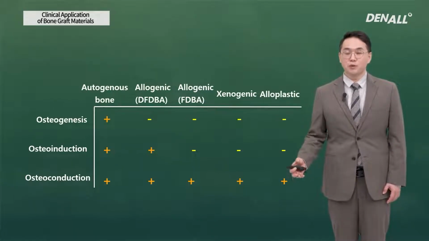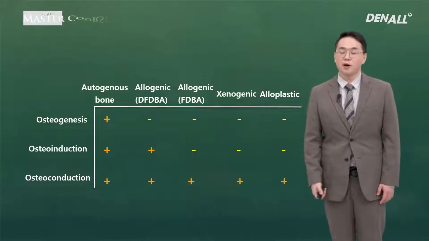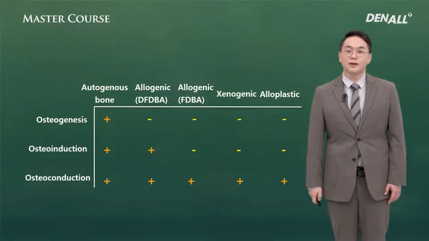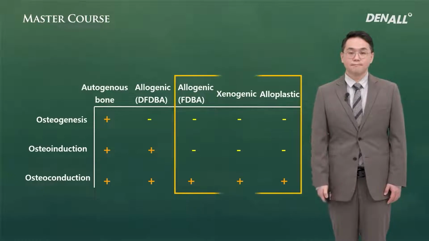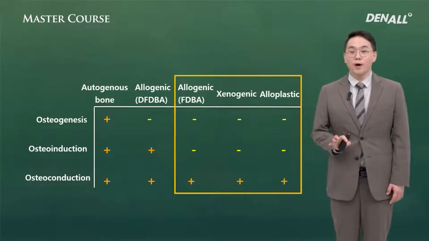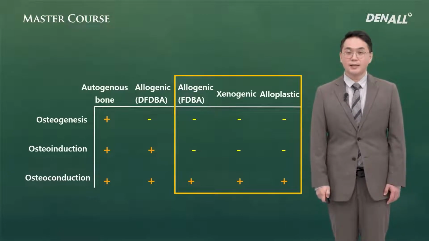Osteoblasts from the surrounding area would go into the graft material, and the bone is made inside. There's no role of the graft material. It is just maintaining the space. So when we use xenograft or alloplast, we need to consider the pore structure and porosity.